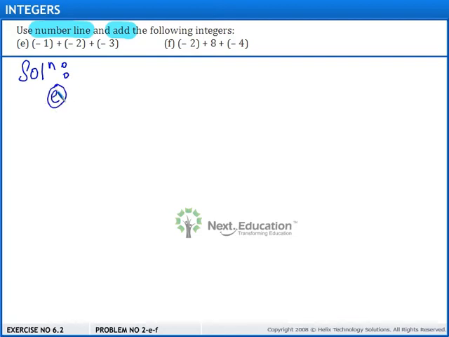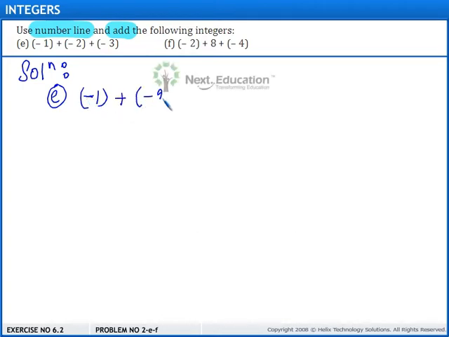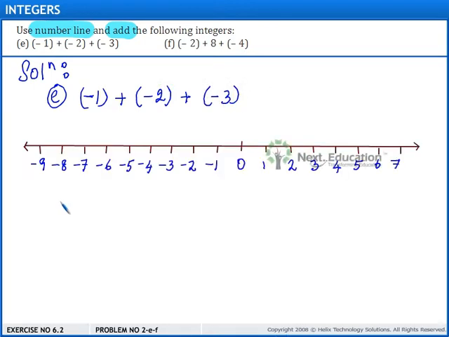Consider the part E. Here we have -1 plus of -2 plus of -3. Let us consider the number line.